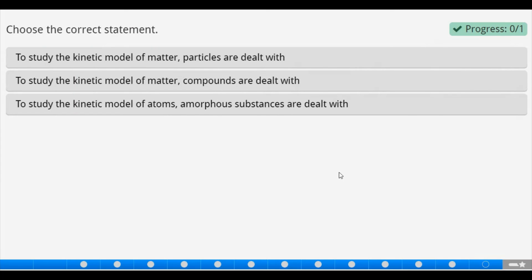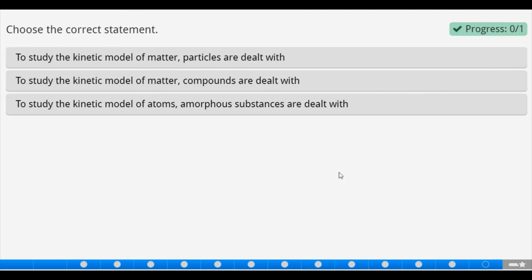Again, we have to choose the correct statement from any of the three above. To study the kinetic model of matter, particles are dealt with. This is correct. Particles involve atoms, molecules, and ions. So the statement is correct. Let's deal with the other two. To study the kinetic model of matter, compounds are dealt with. The statement is what? False. Because with compounds, we have two or more elements coming together by way of what? Chemical bonds. So the statement is false.